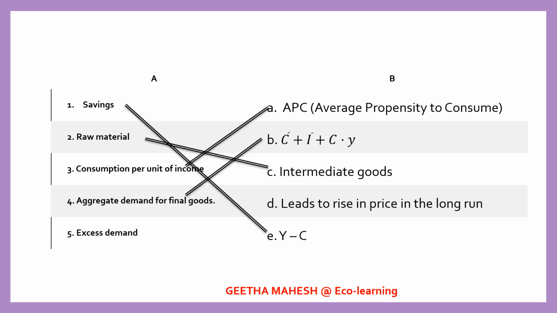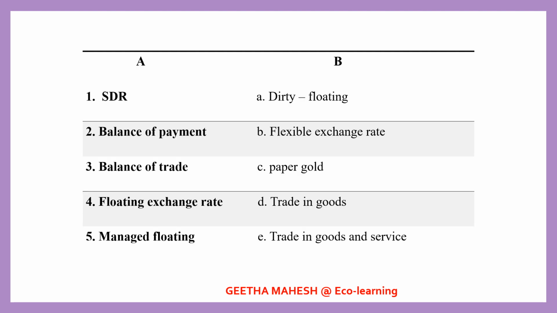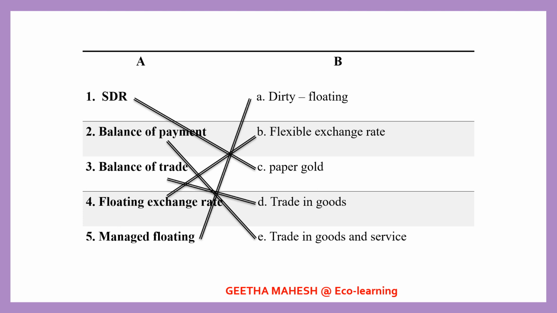Excess demand, when demand is more, we know it leads to rise in the price in the long run. SDR, special drawing rights, we call it paper gold. Balance of payment deals with trade in goods and services. Balance of trade deals with goods alone. Floating exchange rate is also known as flexible exchange rate. Managed floating is known as dirty floating exchange rate.